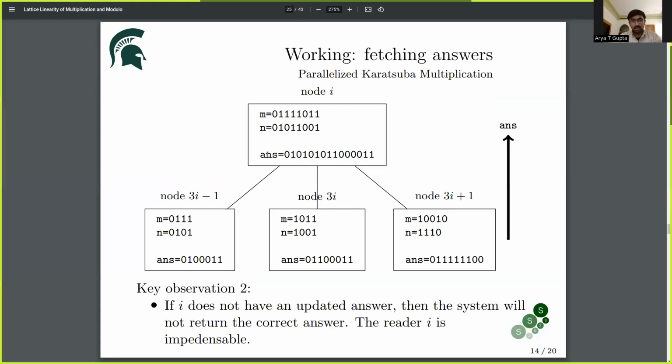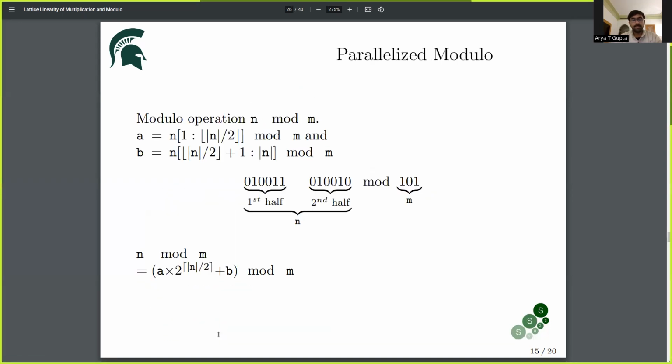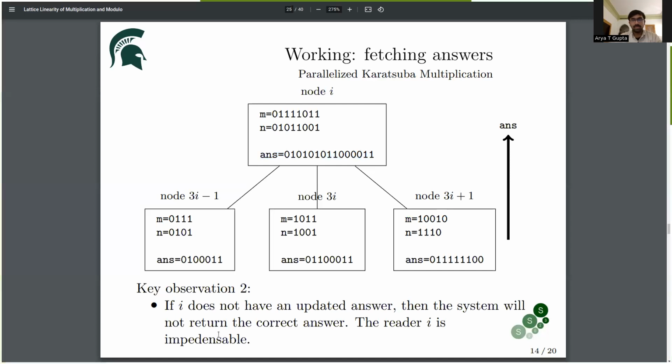Here we can allow the answer variable of node I to be initialized arbitrarily, and if the value stored here does not tally with the answer variables of the children, then it will be corrected using the guards. So if there is a mismatch, then node I again is impedanceable. So this was the algorithm for multiplication using Karatsuba's method.